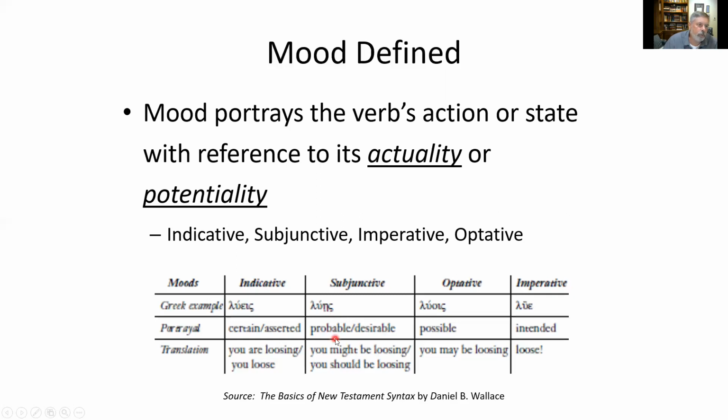It refers to something that's more probable or even desirable. Optative is even less, it's possible, but even less probable. You may be loosing, for luois. And then the imperative, lue. It is something intended. In other words, loose, with an exclamation point. And so the moods function to give us some definitiveness, actuality, or potentiality to the verb, to what the speaker is saying, how the speaker is using the verbs. There's a little more to that, but we'll get to that when we get there.